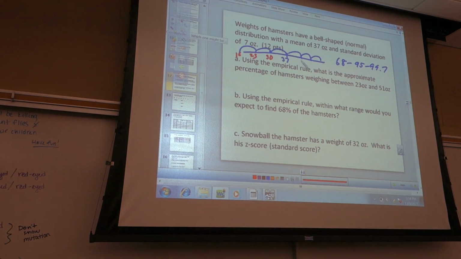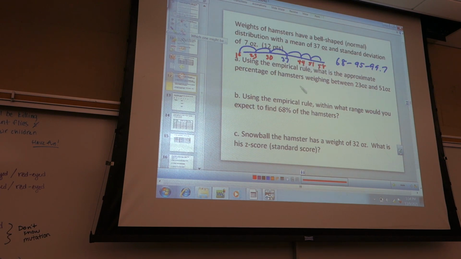This one, so you have sort of your mean in the middle, and sometimes you can draw a little picture and say, okay, let me subtract the standard deviation. Subtract another one, and then I can go the other direction. 37, add a standard deviation, I get to 44. Add another one, I get to 51. Add another standard deviation, I get to 58.